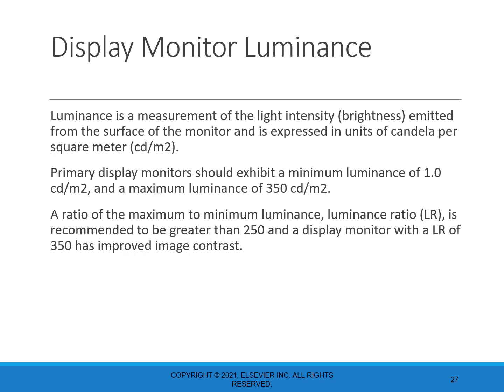required. The display monitor is going to have to operate at a minimum luminance of 1 candela per square meter and a maximum of 350 candelas per square meter. So these are the luminance or the brightness that should be coming out of that display monitor. The ratio of maximum to minimum luminance is called the luminance ratio, and it's recommended to be greater than 250. A display monitor with a luminance ratio of 350 will demonstrate improved contrast because it's going to be able to highlight more of those different shades.